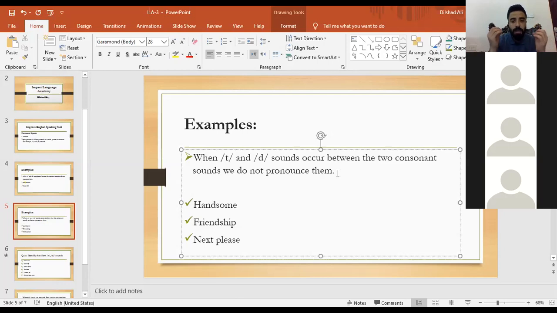So the rule is, when T and D sounds, meaning when they come or when they show between two consonant sounds, we do not pronounce them. When they come between two consonant sounds, we do not pronounce them.